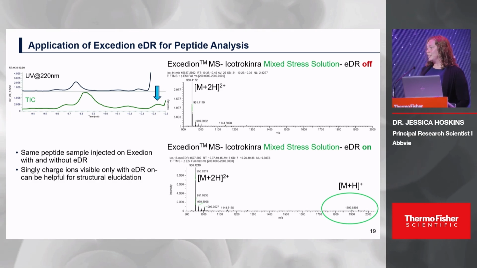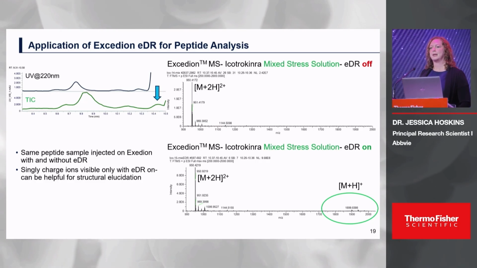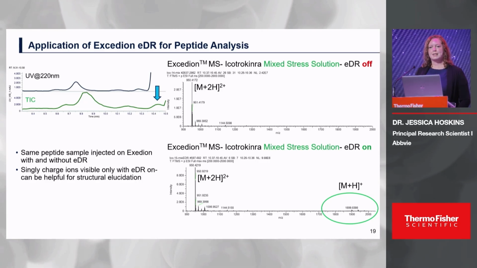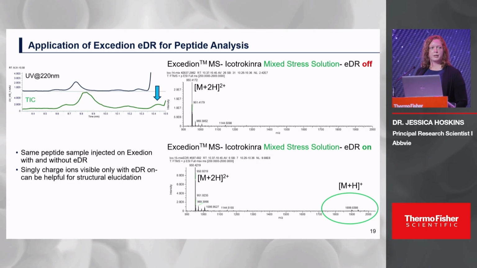So again, as Jesse alluded to, this can be really useful for structure elucidation to see additional charge states, as sometimes you can get additional fragmentation information when you do the MS2. So I think particularly for peptides, which generally speaking have multiple charge states available, it can be very helpful.